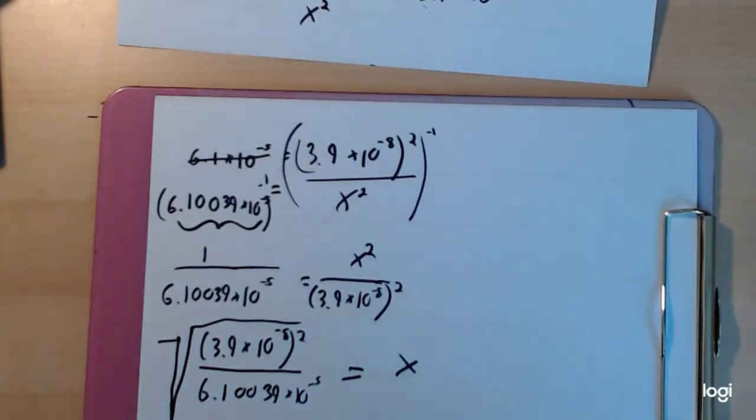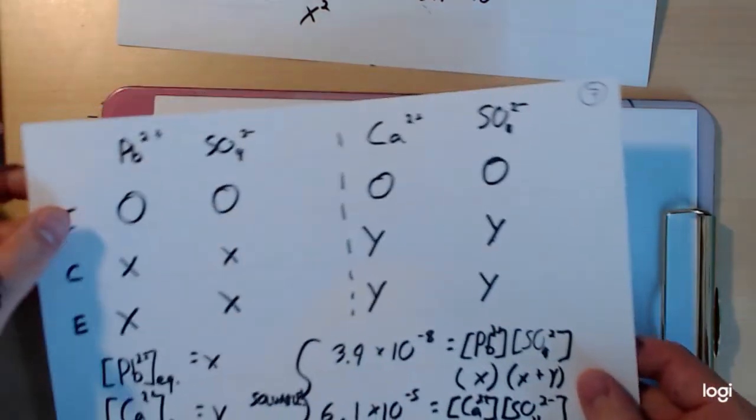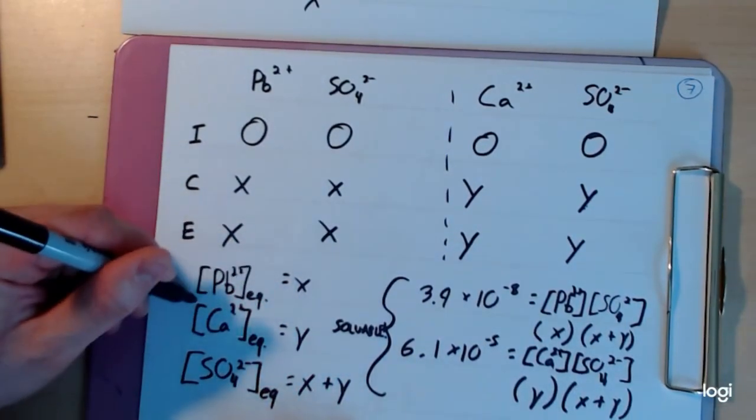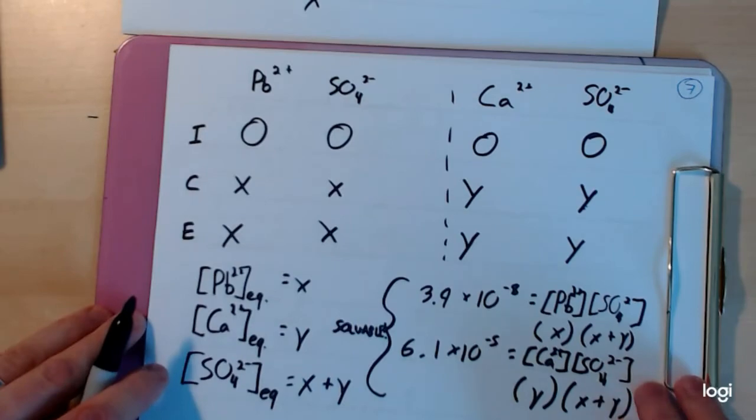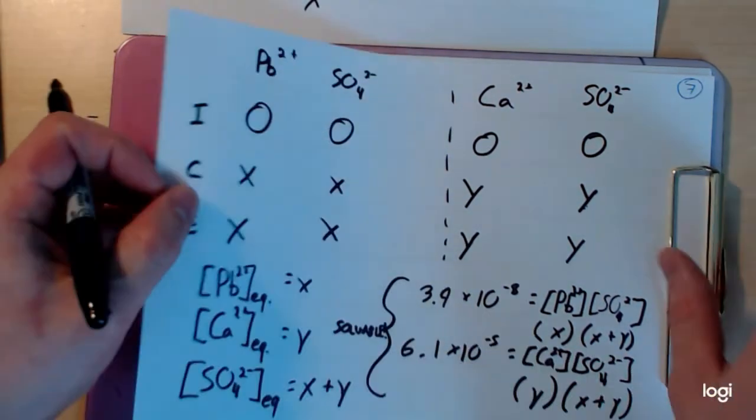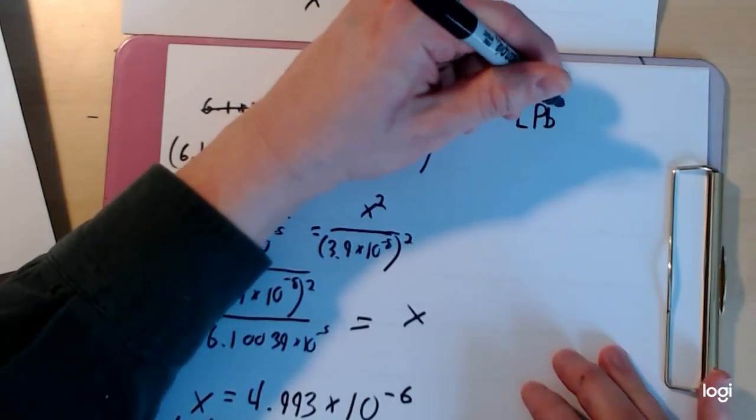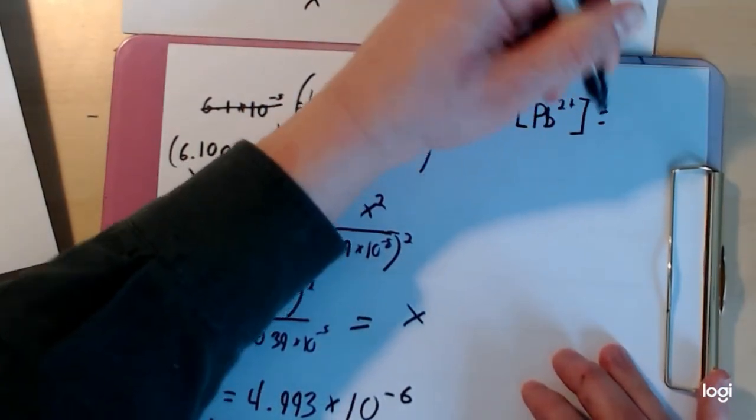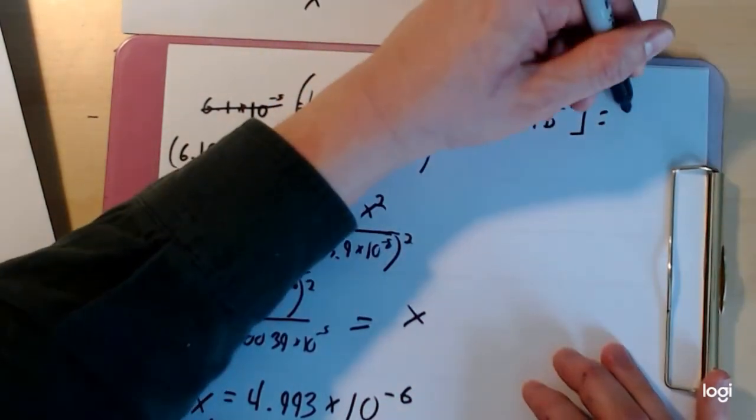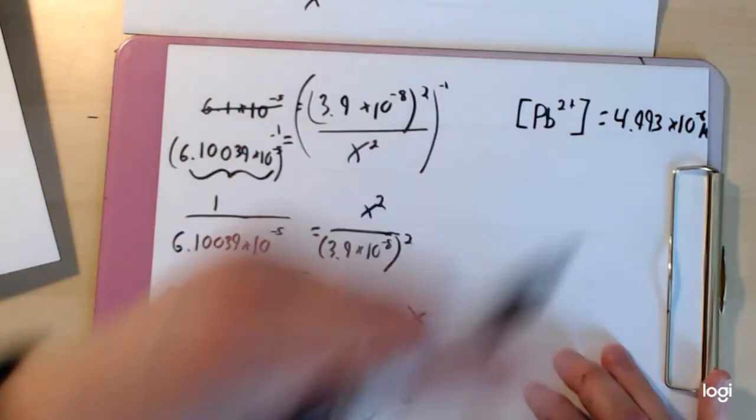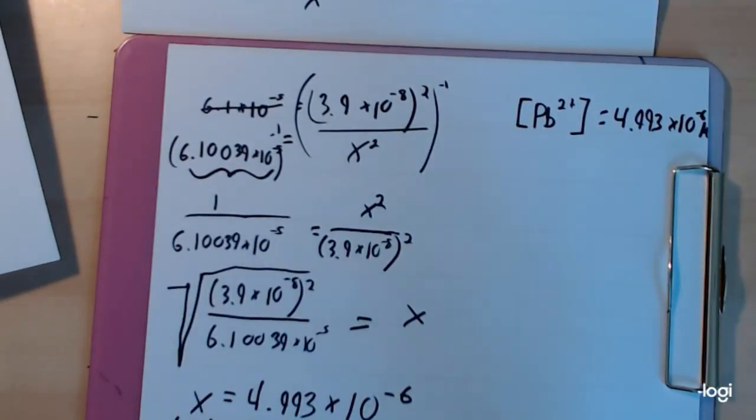That is great news. Now let's just get back to the original formulas that we developed, this system of equations here. Where does x fit into this? x is the concentration of lead. That's exactly what we wanted to solve for to begin with. So we can finalize our answer. The concentration of lead at equilibrium will equal simply 4.993 times 10 to the negative 6 molar. So, voila. That was a long problem, but we slogged through it.